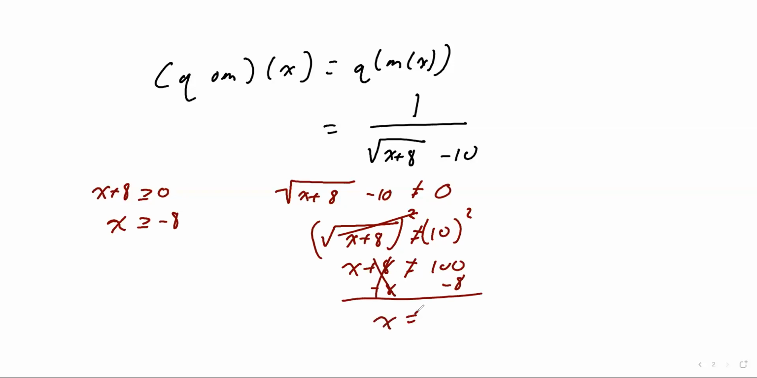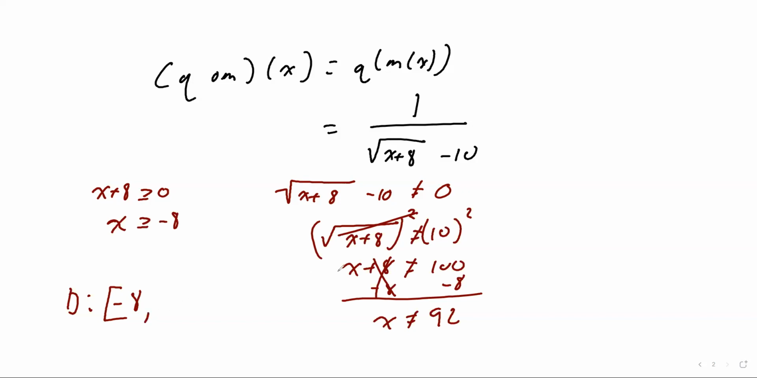So x cannot be 92. So x has to be greater than or equal to negative 8, but then also can't be 92. So the way we write this domain out is the farthest left number in this case would be negative 8. So it has to be greater than or equal to negative 8, can't be less than that. And because it can be 0, in this case, if I made this 0, that would just give me 0 minus 10. So I can have a bracket for negative 8.